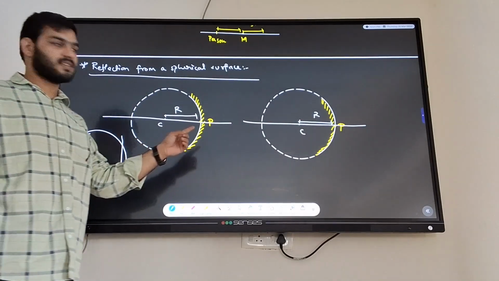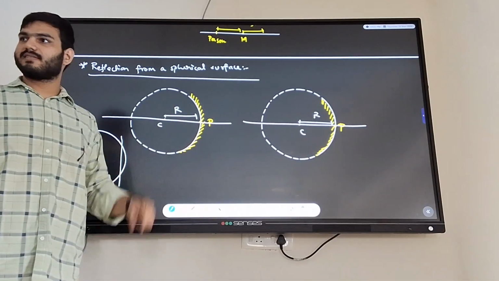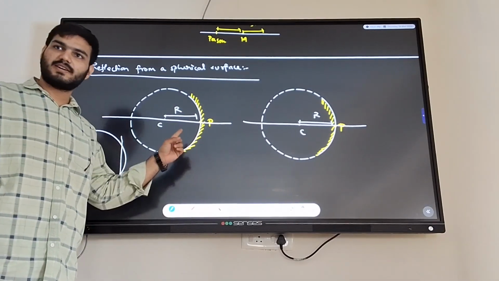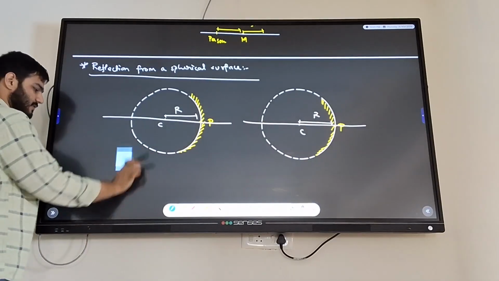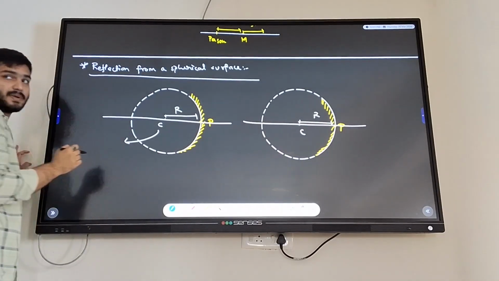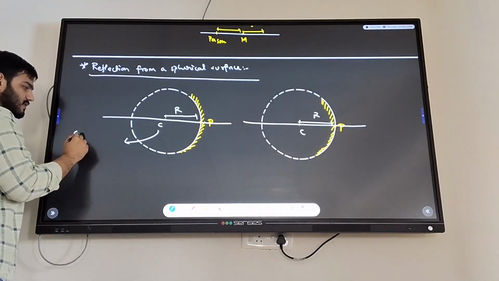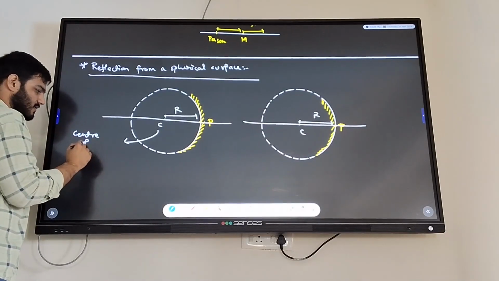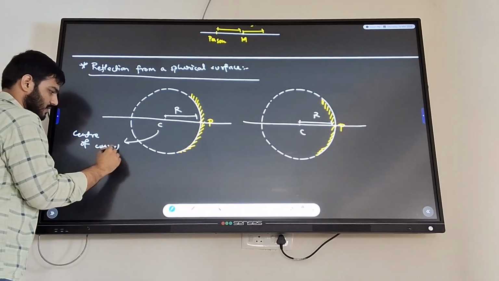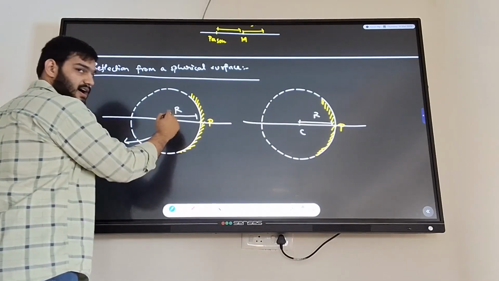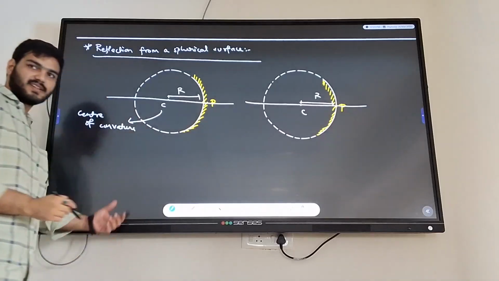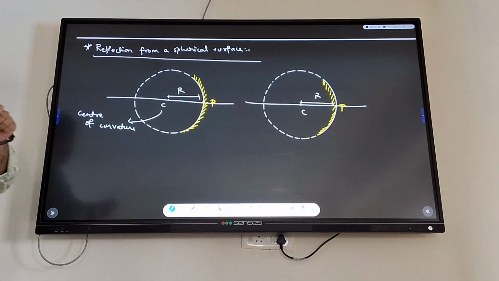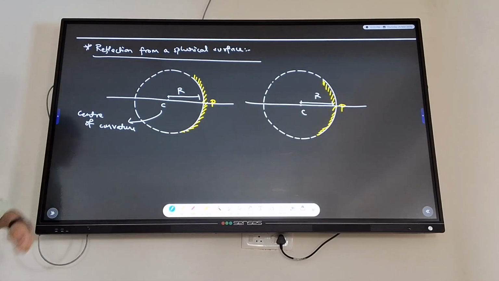If you have a sphere, then obviously you have a center and a radius. What is the center called? Center of curvature. Hopefully everyone knows this as well. These are basic terminologies. What is this R called? Radius of curvature. Then what is the distance? That is the distance between C and P. That is the radius.